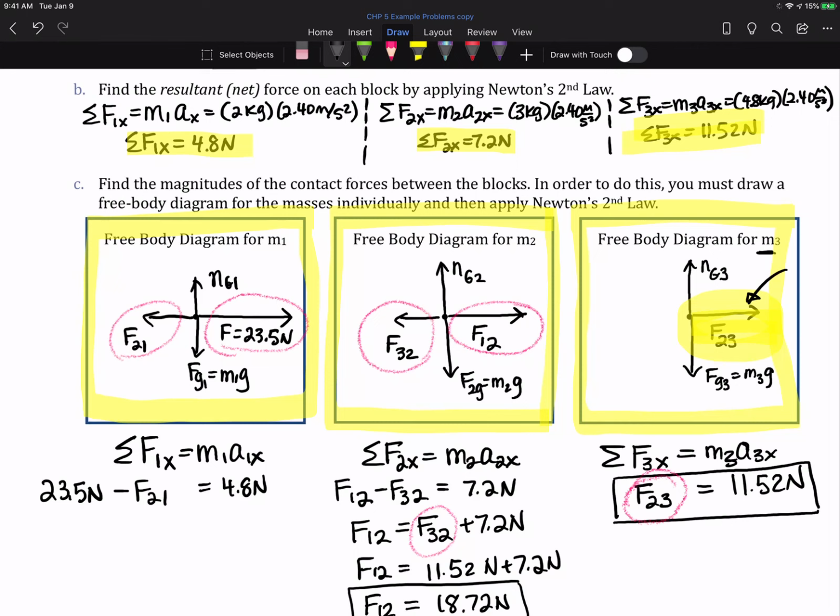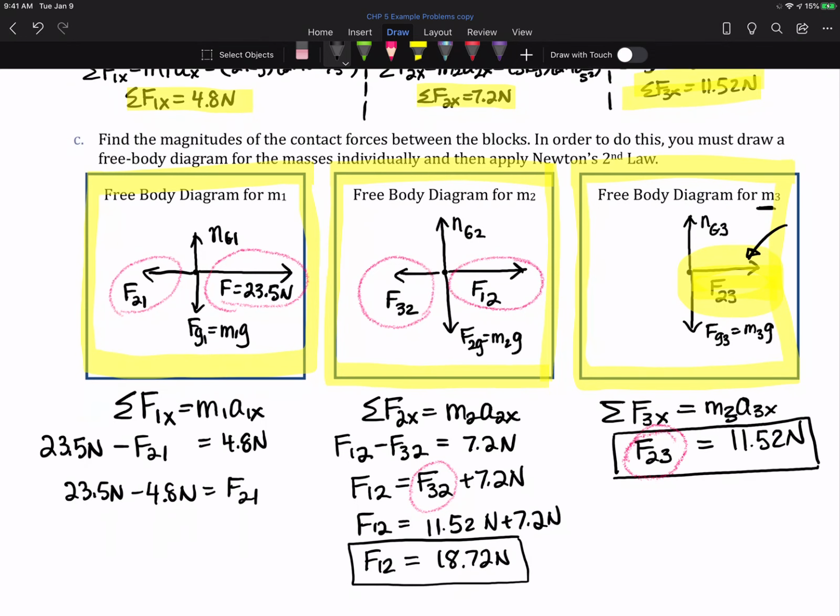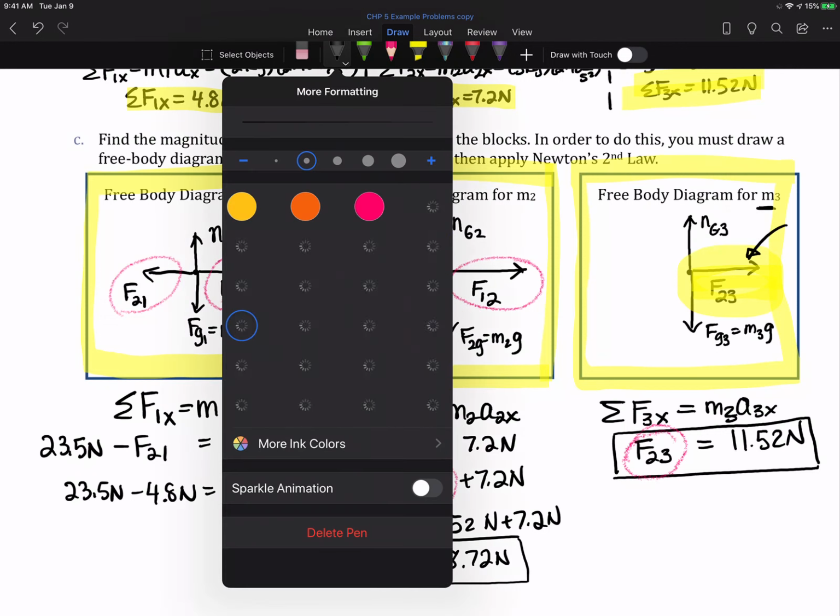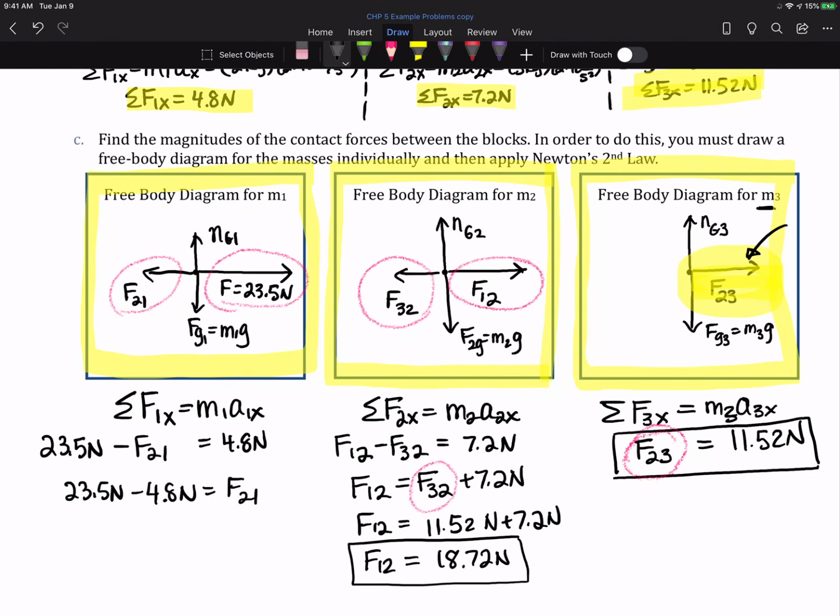So if I solve for that and I rearrange things, I get that 23.5 newtons minus 4.8 newtons is the force of 2 on 1. And basically this ends up being 18.7. And my pen just stopped writing. So the force is still going to be the same value there.